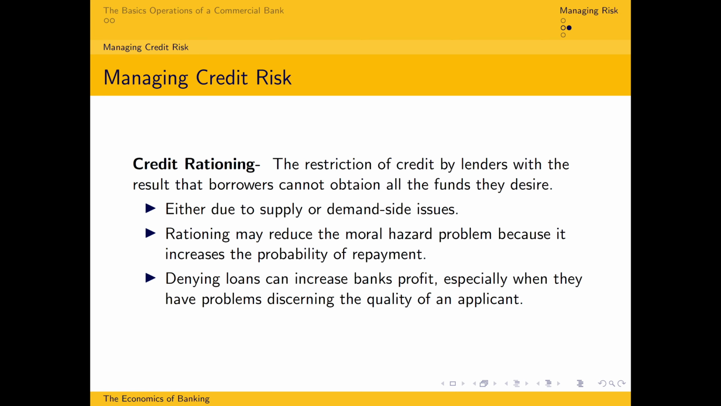Now, also on the flip side, denying loans entirely can increase a bank's profit, especially when they have problems discerning the quality of an applicant. And this is especially problematic during times of recession when credit and default risk is very fluid. So banks have a lot of problems discerning what's a good or bad investment, if we're looking at corporations, for example. And so they may just deny the loans to prevent that problem of trying to sift through the quality of the applicant.